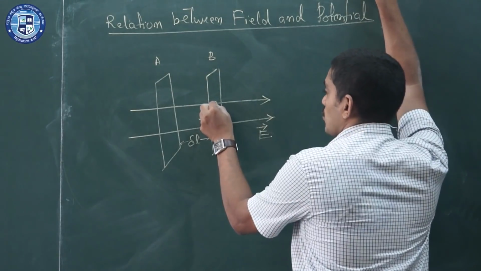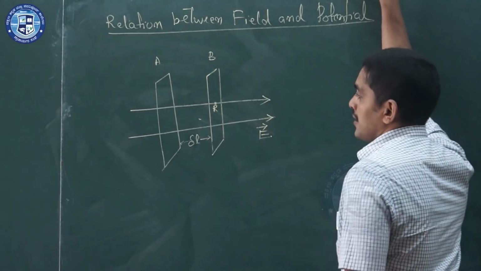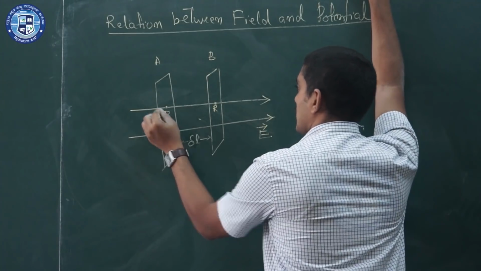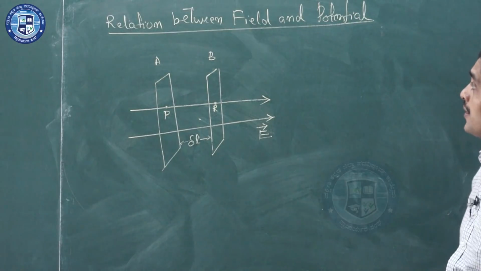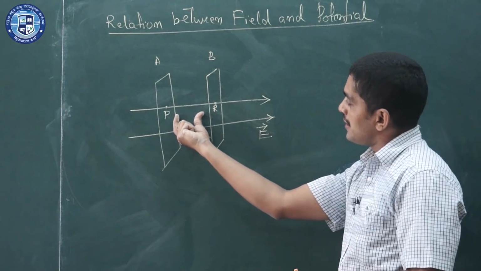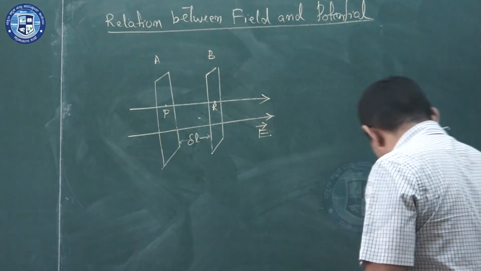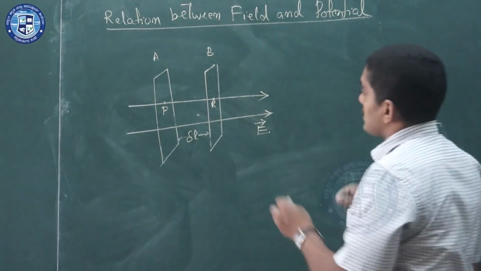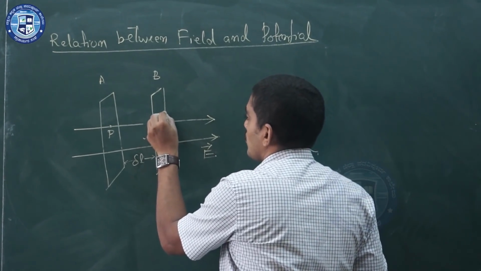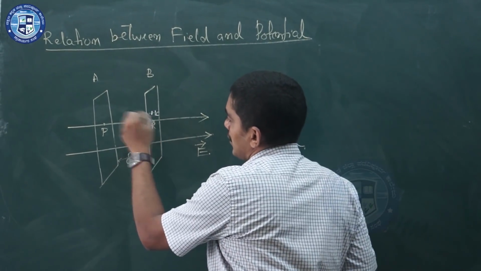Now, let us consider two points. Say one point R on the equipotential surface B, and let us take one more point P on surface A. Now, with the definition of potential difference, let us try to relate the potential difference and the electric field. Let us consider a unit positive charge, plus 1 coulomb, and try to move it from the point R to the point P.